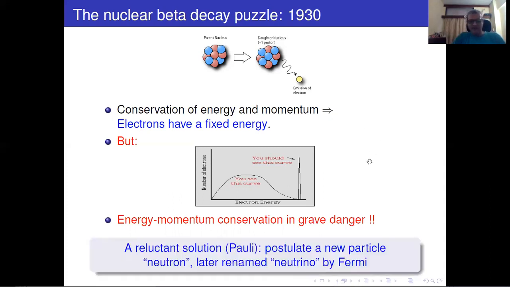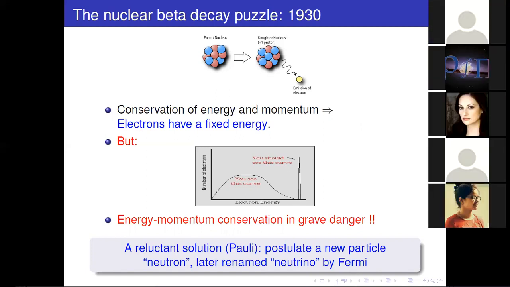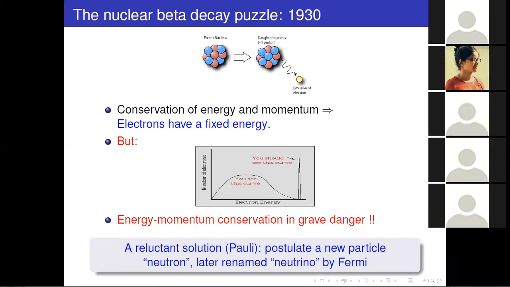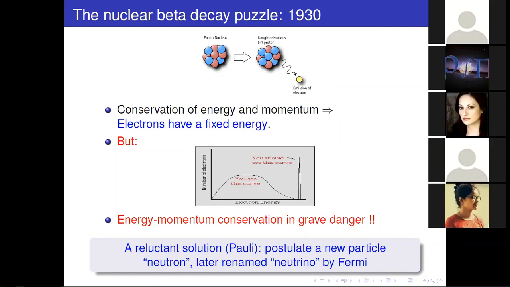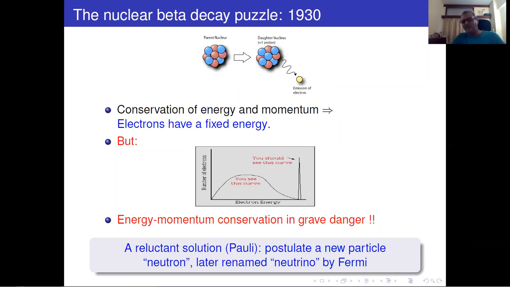However, Mr. Pauli, our neutrino hero, actually proposed a sort of reluctant solution. He postulated a new particle called the neutron, which was later renamed the neutrino. Pauli was very tentative in suggesting this solution. In fact, he did not go to the conference where this solution was being suggested, giving an excuse that he was to go to his village for some party. See, these days, we theorists are quite open about just postulating lots of new particles. 100 years ago, that was not the case. However, it so turned out that the particle that Pauli postulated actually existed.